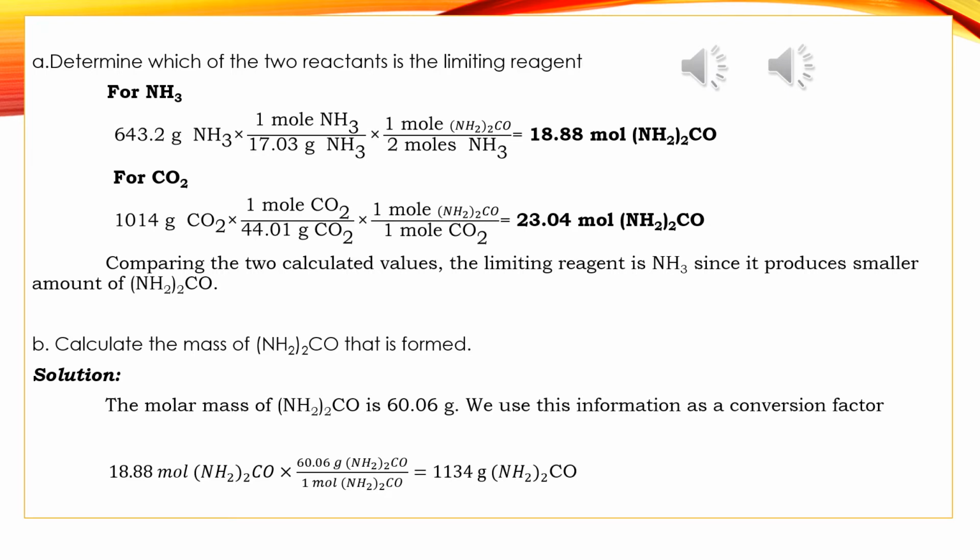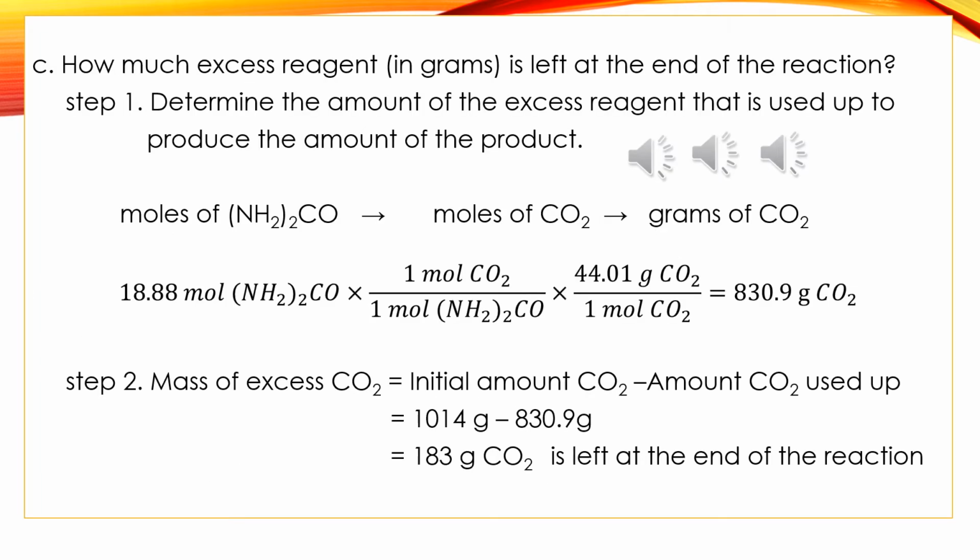Now, to calculate the mass of urea that is formed, we just need its molar mass. And we will use this information as a conversion factor. So, the amount of urea that is formed based on the limiting reactant is 18.88 moles, multiplied by its molar mass, which is 60.06 grams per mole. Then we will have 1,134 grams of urea.